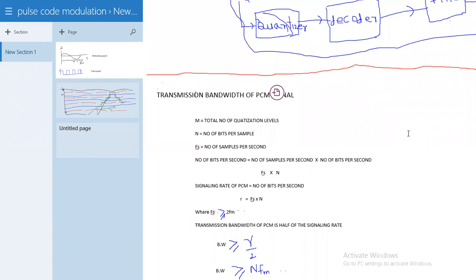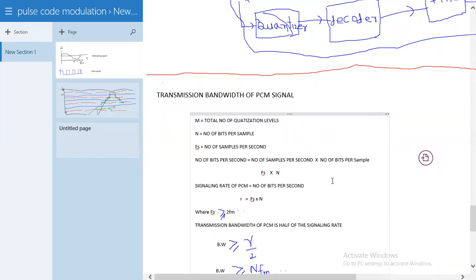Then the number of bits per second equals the number of samples per second into the number of bits per sample. That is Fs into N.